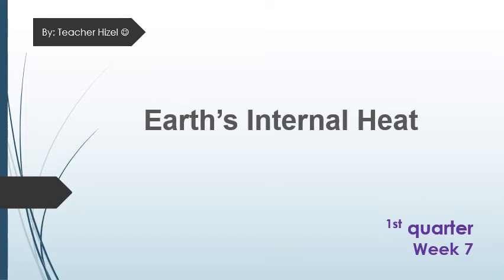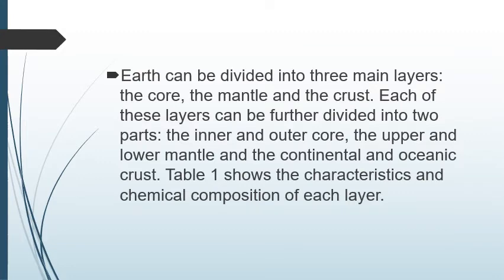Good morning, everyone. We're going to tackle our lesson for first quarter, Earth's internal heat. Earth can be divided into three main layers: the core, the mantle, and the crust. Each of these layers can be further divided into two parts: the inner and outer core, the upper and lower mantle, and the continental and oceanic crust. Table 1 shows the characteristics and chemical composition of each layer.